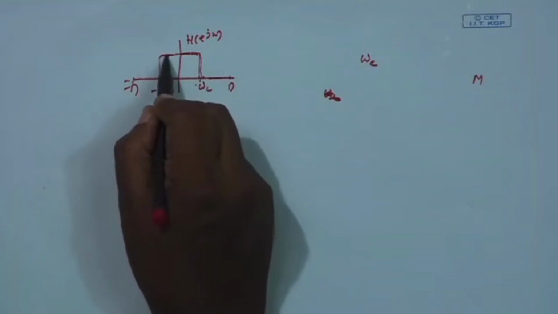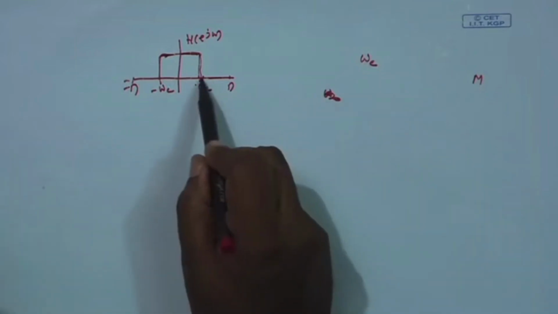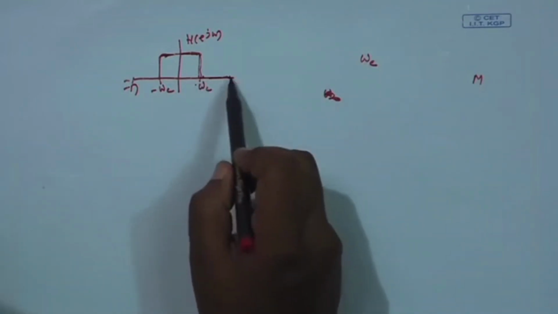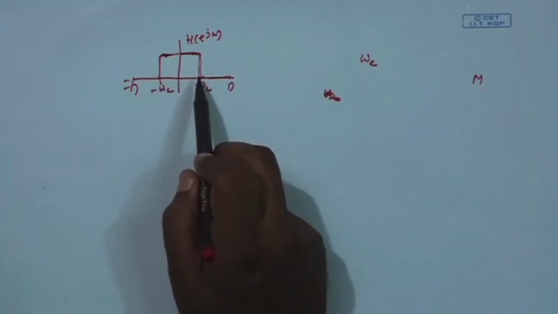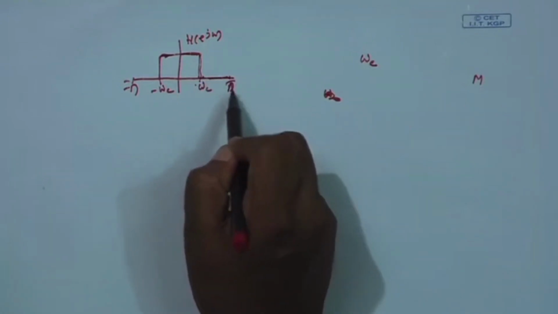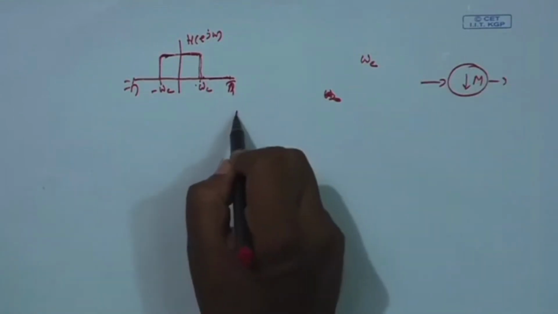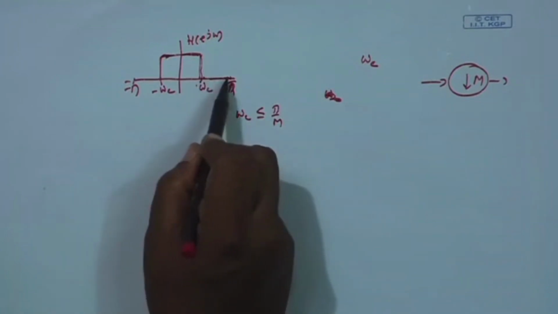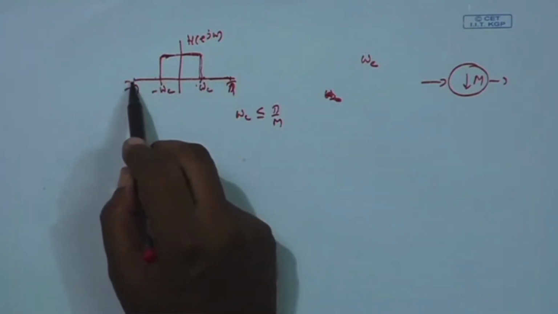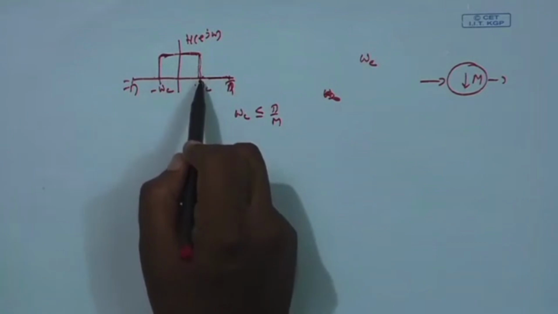Whenever you are doing decimation, before bringing down the sampling rate, you must make sure that the signal is properly band limited. That is, if the band is up to pi and you are decimating by a factor M, then omega c should be less than or equal to pi by M. Because after decimation, this can go maximum up to pi, and this can go maximum up to minus pi. Still, there will be no overlap from the right hand side or left hand side, if you band limit the signal by a hard low pass filter with cutoff frequency omega c.